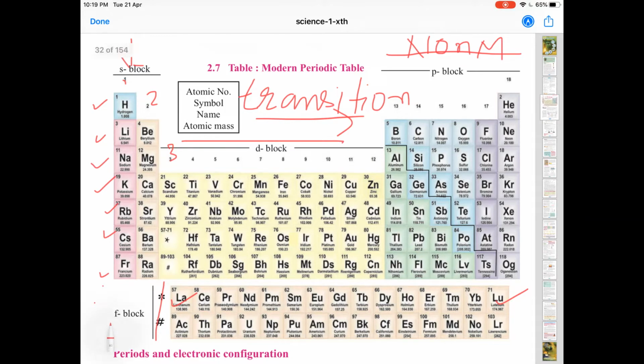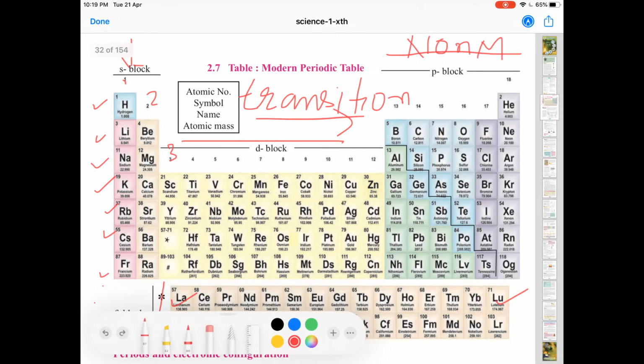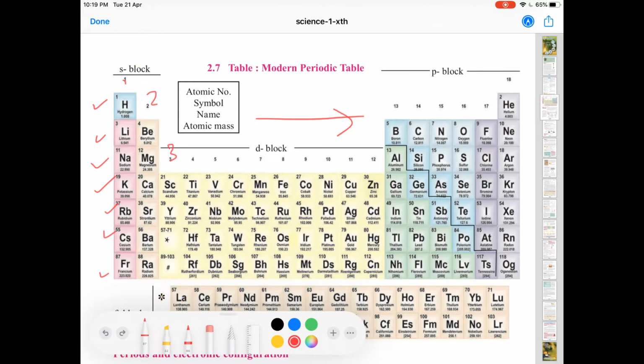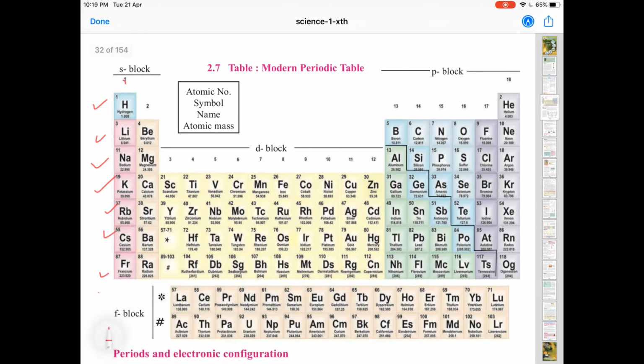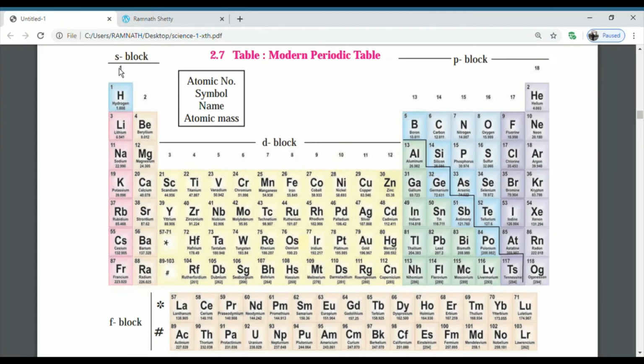D block elements are also called transition elements. They are called so because they are placed between the metals on the left and the non-metals on the right. And the F block elements are also called inner transition elements. I hope you got an idea about the structure of the modern periodic table.